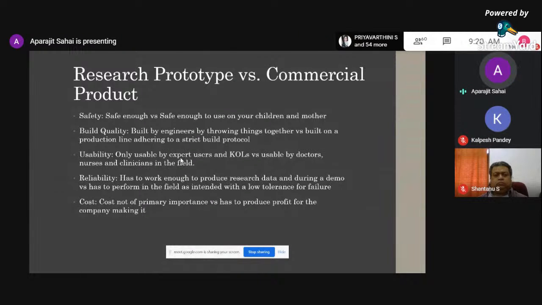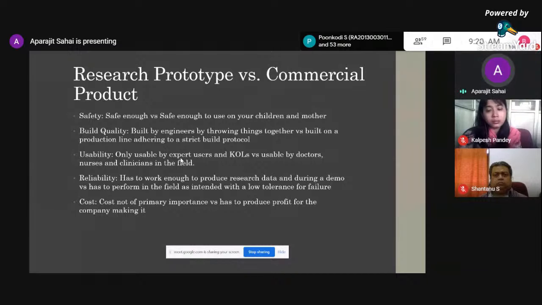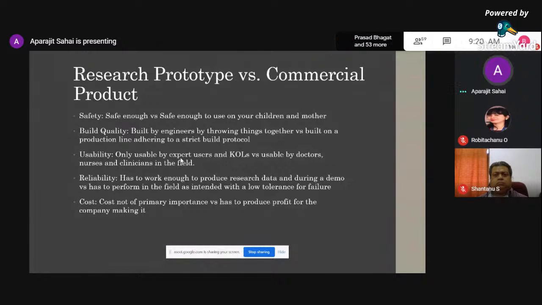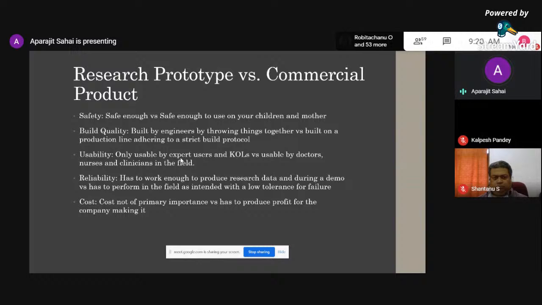So in general, a commercial medical device will be more reliable than something that you would throw together in a lab. And the third thing, the last thing, is cost. Cost, of course, is not of primary importance when you're trying to answer a research question. You don't really care what it costs. Of course, you may have a grant, so you need to work within that. But ultimately, the cost is not your primary question. The primary question that you're trying to answer is a research question. So you don't really care about cost.